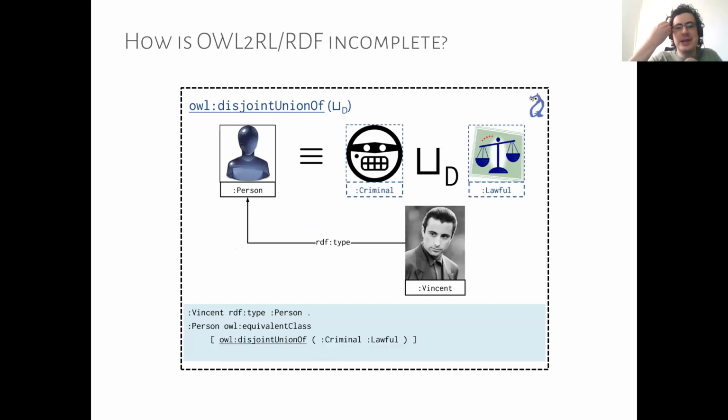So in what way are these rules incomplete? We'll look at some examples that exemplify general ways in which they're incomplete. So we saw this example in the first class that if Vincent is of type person, and person is equivalent to the disjoint union of criminal and lawful, meaning that every person is either criminal or lawful and cannot be both, then we have this sort of conclusion here that Vincent must be one of criminal or lawful, right? Which we can't represent with these rules. We can't say Vincent is criminal or Vincent is lawful. We can't represent that with these rules.